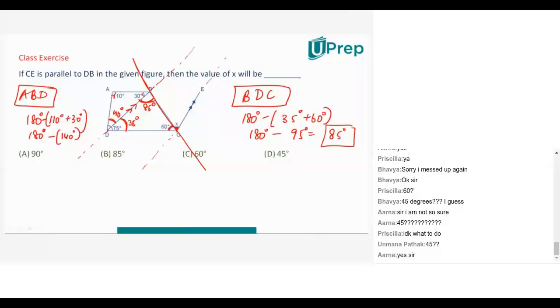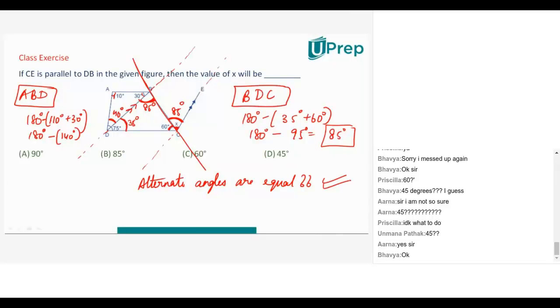Now, we are just supposed to find X. That is this part only. How do I get that? This is where the parallel line and the transversal concept comes into the picture. That's the concept. That was the catch. When I have transversals and I have this as 85 degrees, isn't this angle also 85 degrees? Why is it 85 degrees? Because alternate angles are equal.